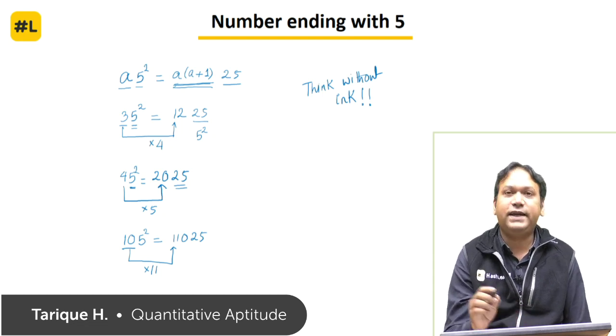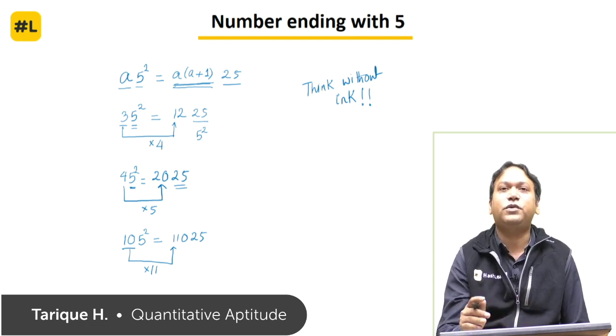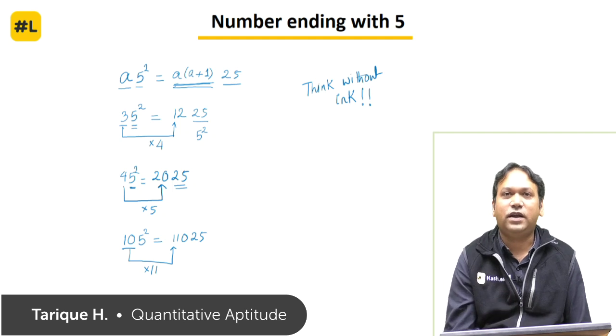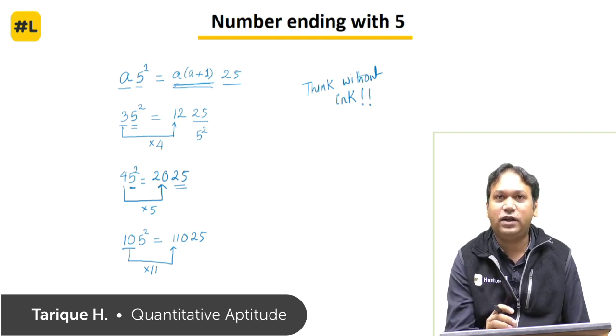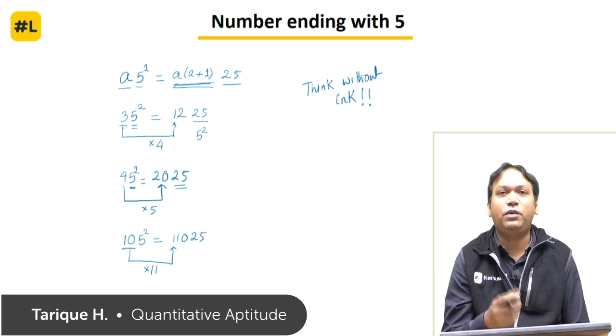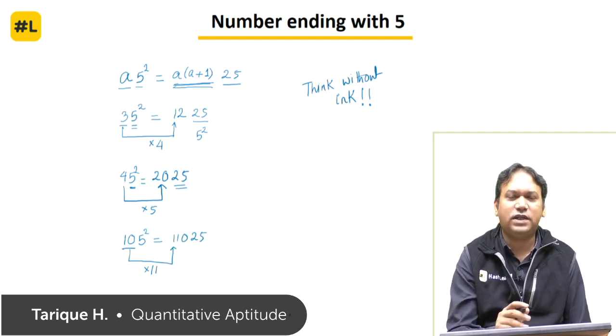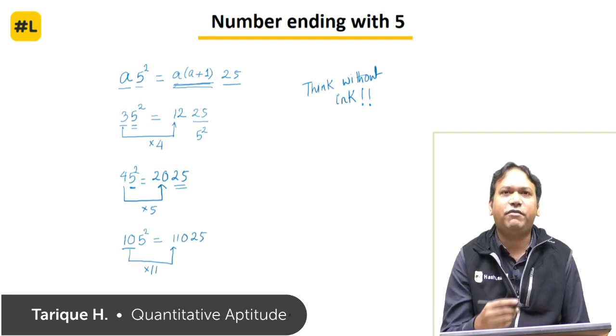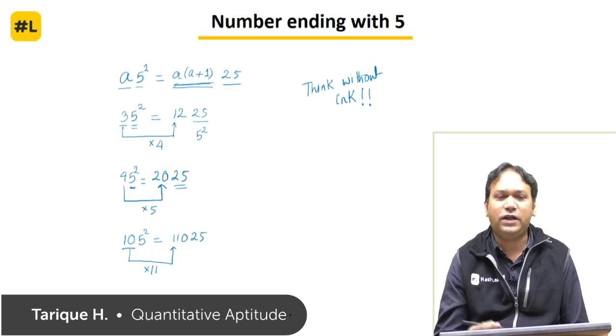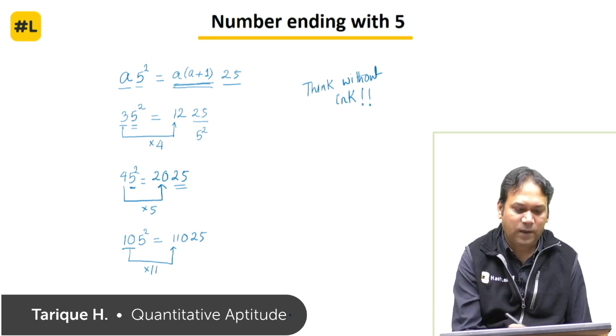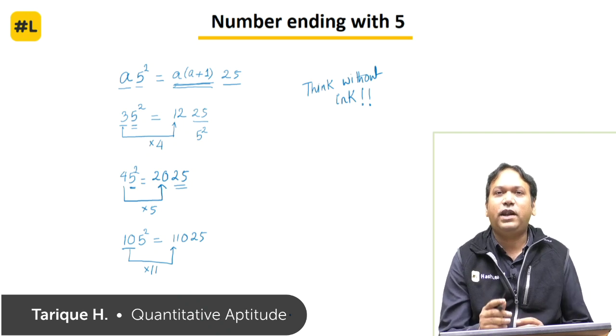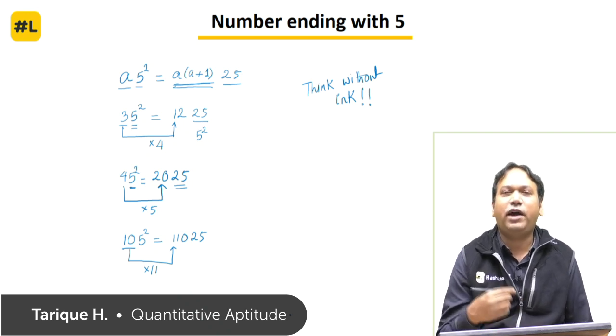So numbers ending in 5 should be the easiest thing for you to do. If you get a question, you will save time if you apply this technique, and that will help you in attempting more number of questions in the exam. So let's take 2 examples more for numbers ending with 5, and then we will go to the next technique. Note down the solution. Use a pen and paper, whatever we are doing, note it down, try to work it out.